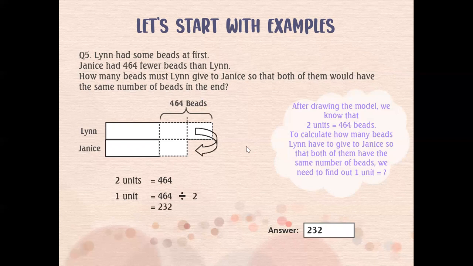So this is the diagram on how we can illustrate this kind of question where we're not sure what the numbers are to actually calculate together. It made it very simple, that actually 2 units is equal to 464. So if everything is okay, we will move on to the next question.